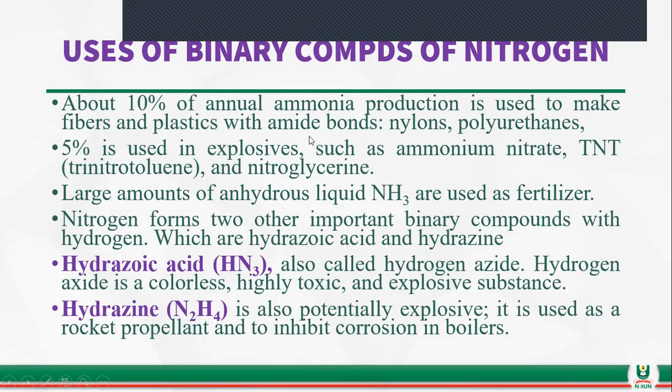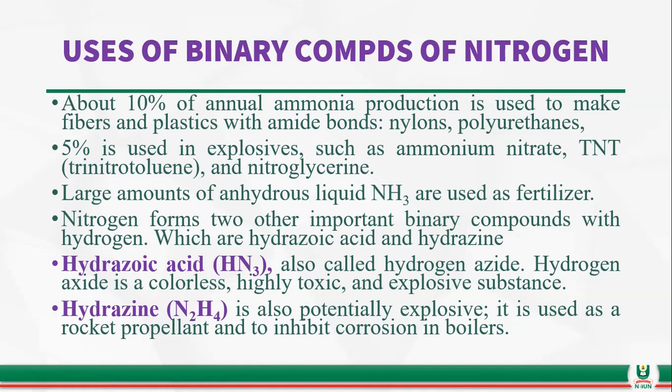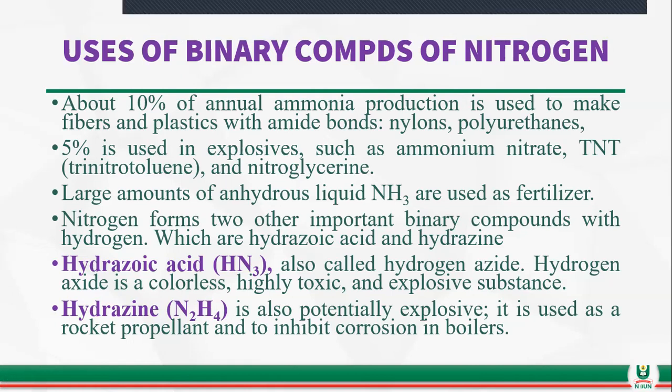About 10% of annual ammonia production is used to make fibers and plastic with amide bonds. Fibers and plastic that have amide bond in repeated units, we call them polyamide. Examples of such polymers are nylon and polyurethane. And you know how nylon is very important in our day-to-day business, in packaging, in material, and polyurethane is useful in formation of foam that we are sleeping on, and so many other things.